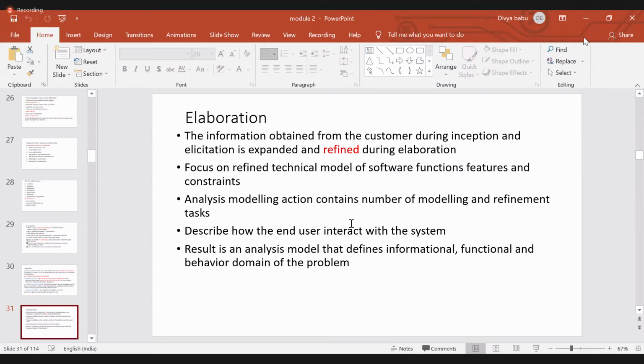And here you're focusing more on the technical model. How can you create a technical model? What are the requirements I need to collect for the technical model? And what are the features and constraints I have to face when I'm going to implement these particular features? Those are the information you focus on in the elaboration phase.